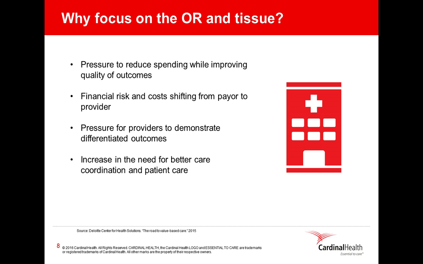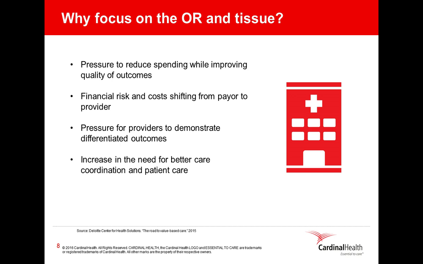Going back to the transition across the continuum of care that I mentioned earlier, it means that there's an urgent need to improve tissue management practices so the procedures in place ensure the safety and quality of patient care. And with that shift from pay for volume to pay for value, there's new and increasing pressure to reduce spending while improving quality of outcomes.